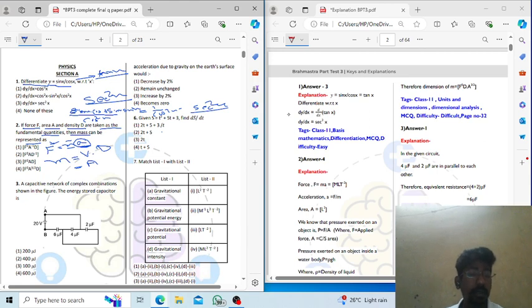So how do we calculate the dimension of acceleration? There is a formula, I think you know it from the liquid chapter. Force by area, that is pressure, is given by rho g h, where rho is the density, g is the acceleration, and h is the height of the object or the depth of the object from the water surface or the liquid surface.